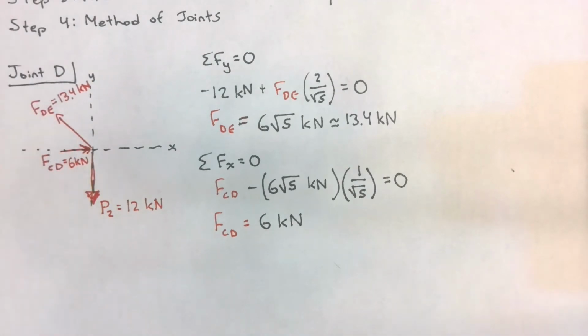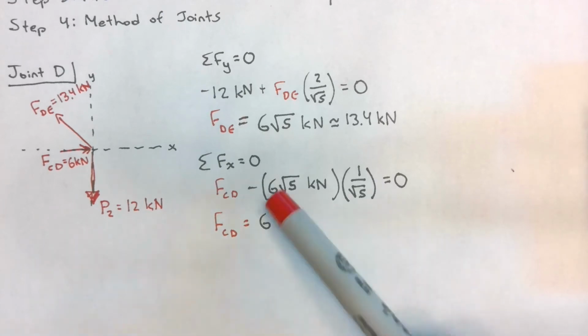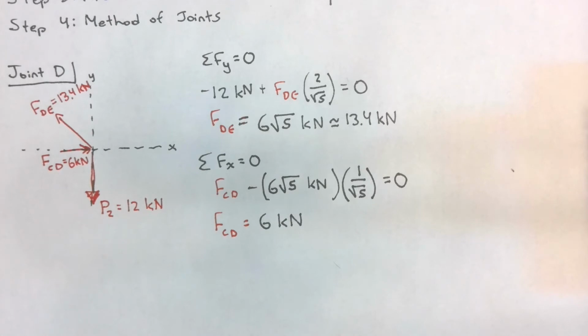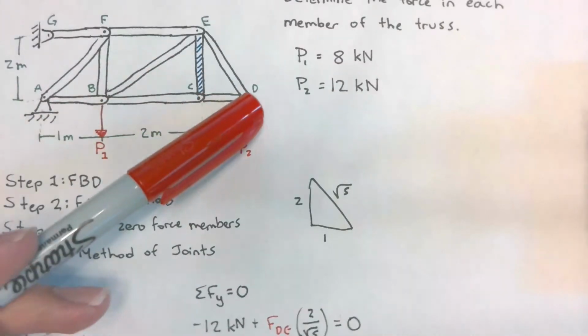Any questions with that step? It's a little bit easier for me to write 6 root 5 just because the root 5 is going to cancel out. But if you don't have time for that in the test, that's fine. Just use 13.4. Okay? Your number may be a little bit off due to rounding, but it's okay. All right? So we found all the forces acting on joint D.